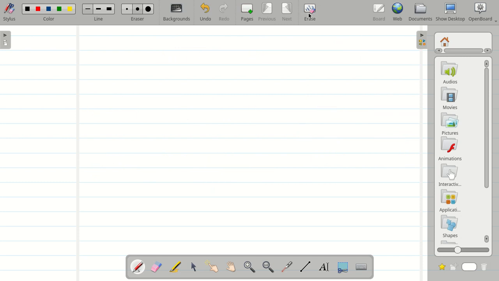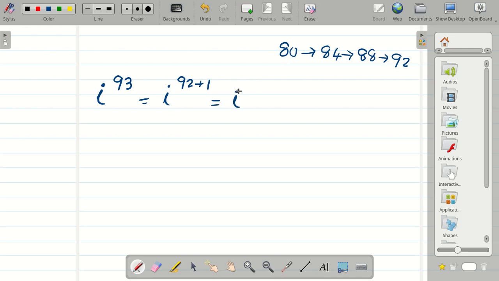Okay, so let's work out one more question. Suppose you want I to the power 93. As I said before, you start with the number 80 and then slowly move on to the number which is less than 93 but a multiple of 4, and that will be 92. Now you don't have to write this, you have to imagine in your mind that 93 is 92 plus 1, and you apply the past logic, you're going to get I to the power 1, and that is I.